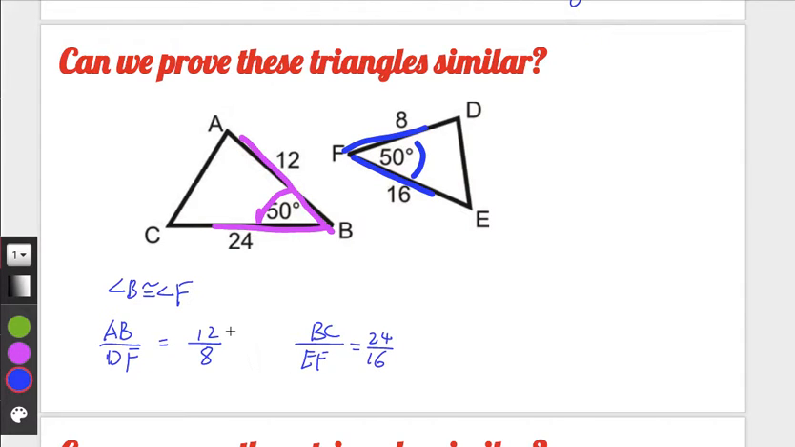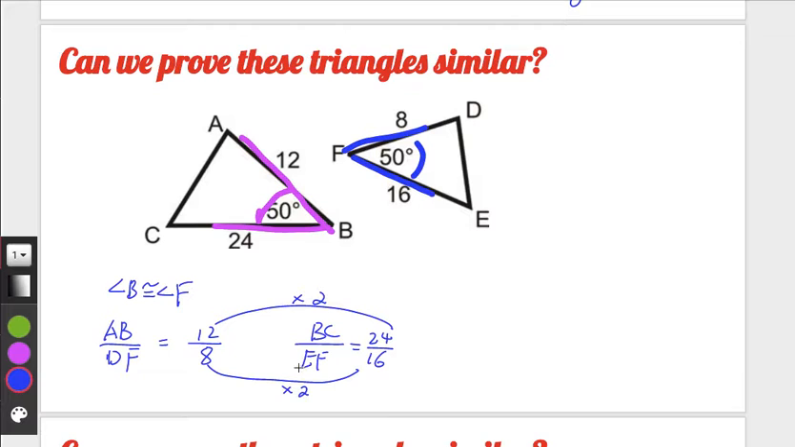It's not easy to see, so we can just quickly check. 12 to 24 is times 2, right? And 8 times 2 is 16. So that means these two are going to have the same ratio because they follow the same pattern here.